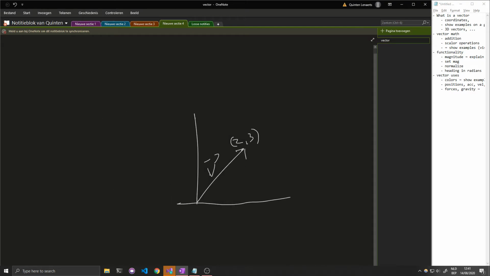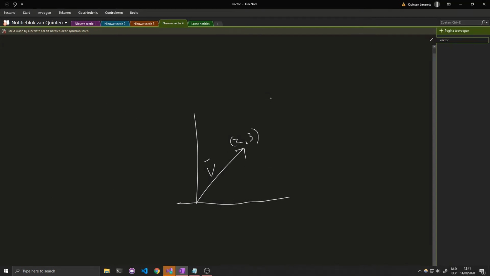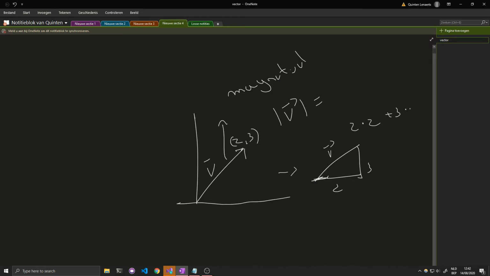Here we have a vector v with coordinates 2, 3. You can get a lot of data from the vector. You could, for example, get the magnitude of a vector, which you can note like this, like taking the absolute value of a vector. The magnitude is simply the length of this line you see here. So we can use Pythagoras to solve for v, right? We have a length of 2, a height of 3. Calculating the magnitude is very easy. Just do the square root of 2 times 2 plus 3 times 3, and that will give you the length of v.